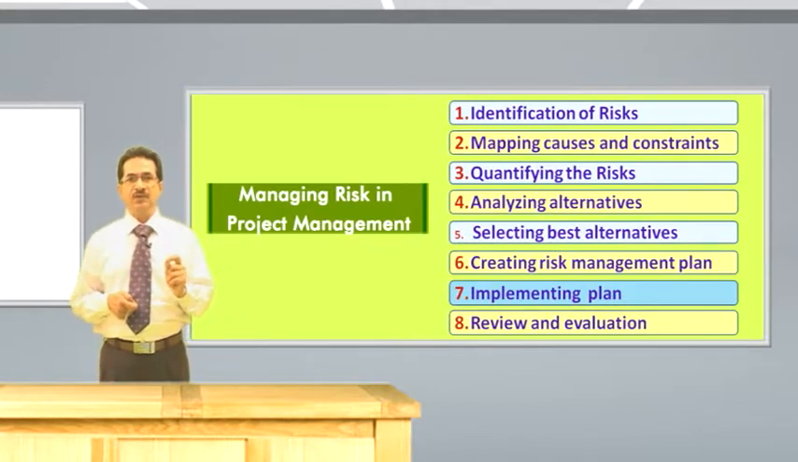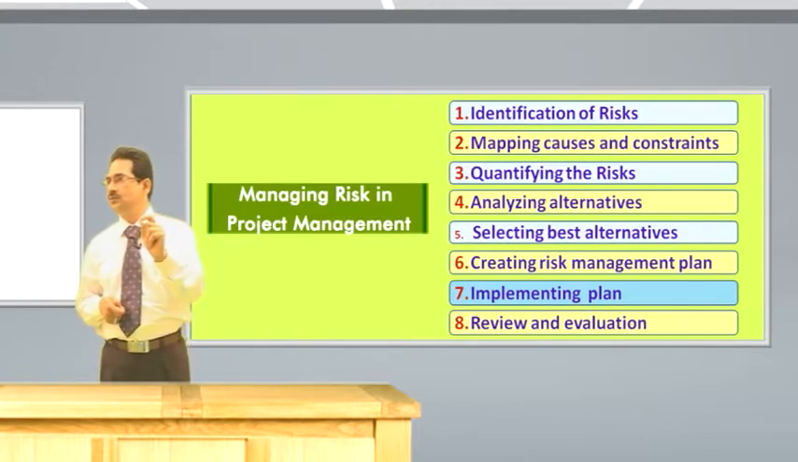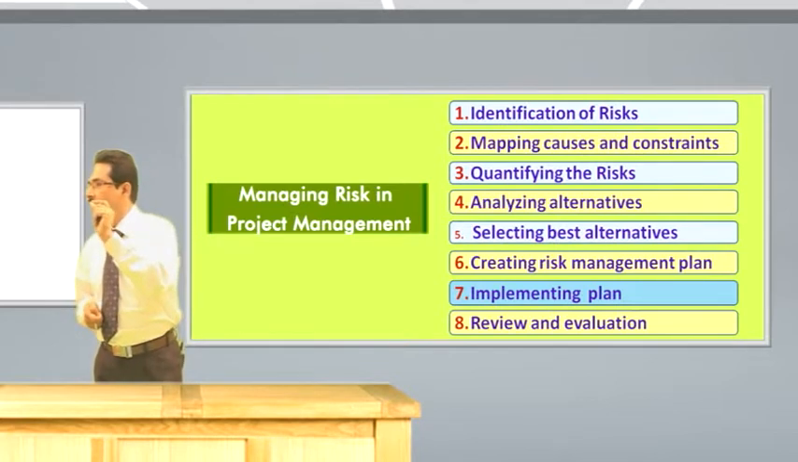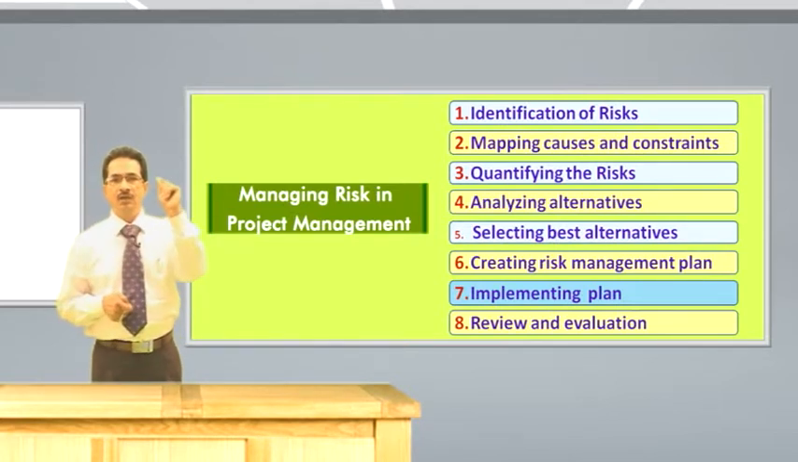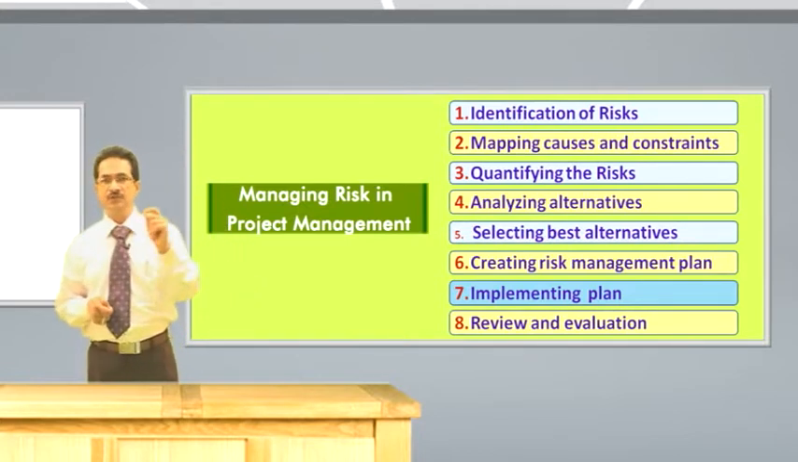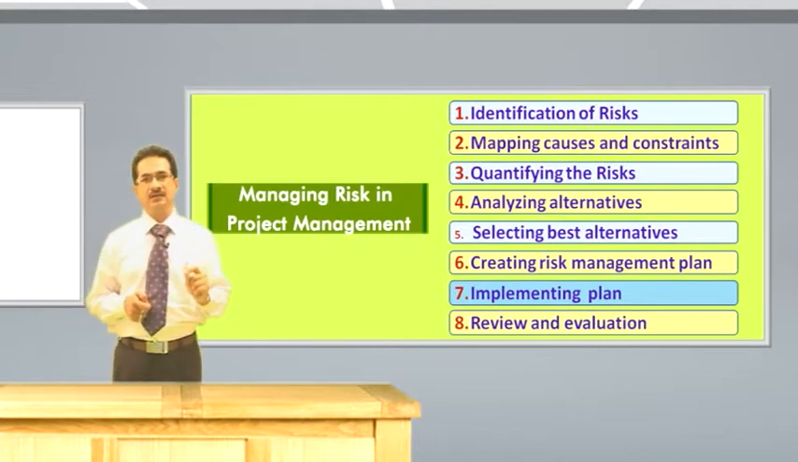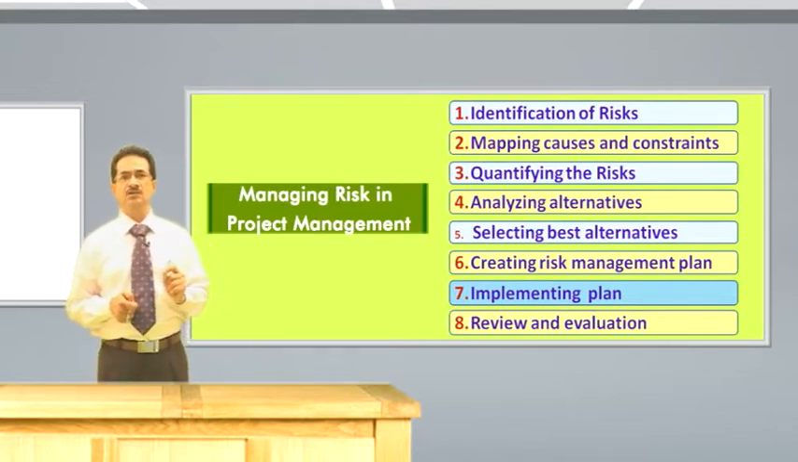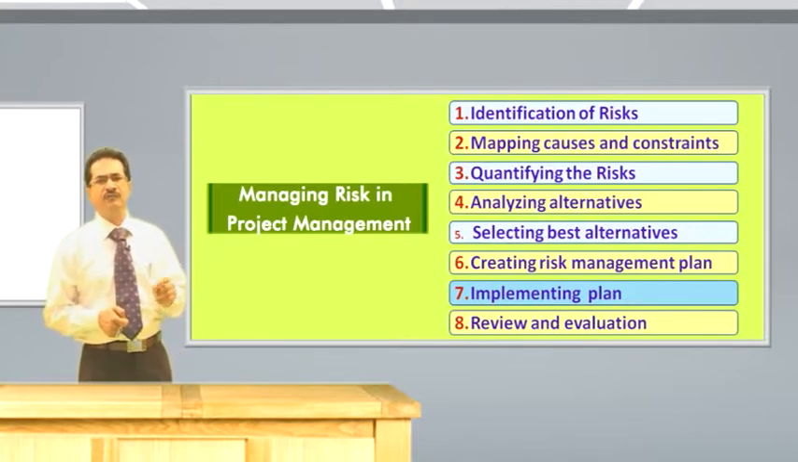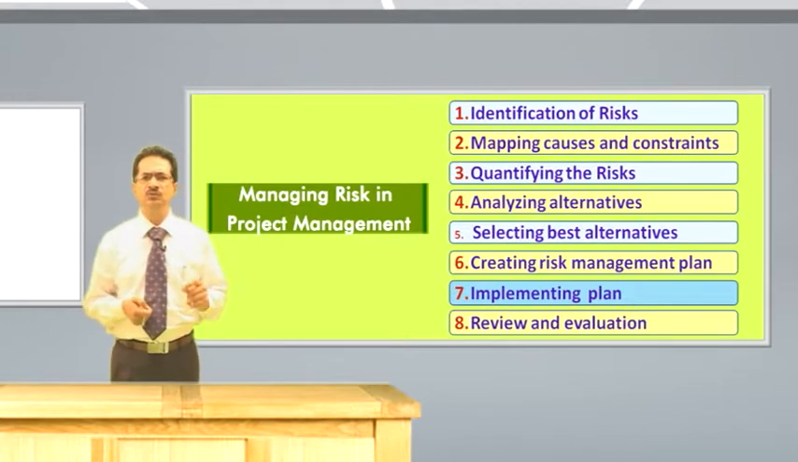The fifth step is selecting best alternative, and here 2 things have to be kept in mind: feasibilities relating to finance, and feasibilities relating to production, feasibilities relating to conditions. Another criteria we have to take into account is cost effectiveness, and for bigger projects again, for selecting best alternatives, analytical tools are applied.